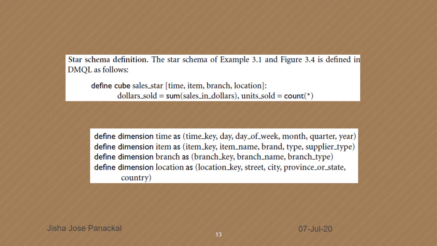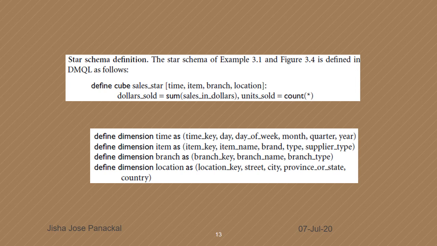Define cube: we can define a cube sales_star with dimensions time, item, branch, location, and we have two measures. Dollars sold is equal to the sum of sales in dollars, so it means the sum of all sales that happened in these particular dimensions. And units sold will be the count, how many items are sold in these particular dimensions. So that is the definition of a cube.